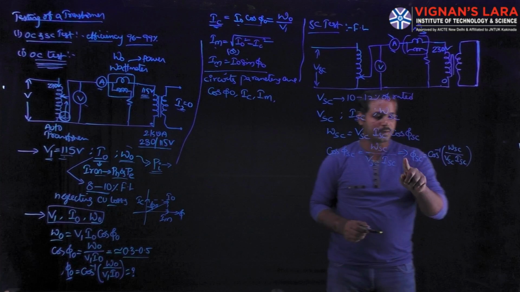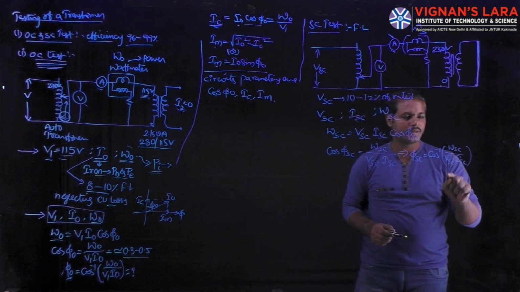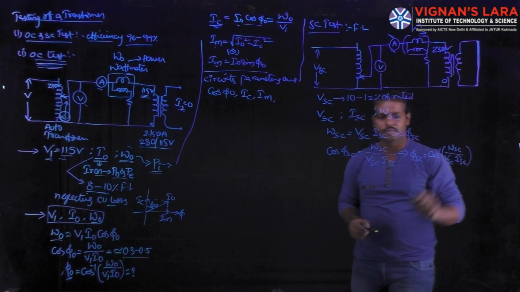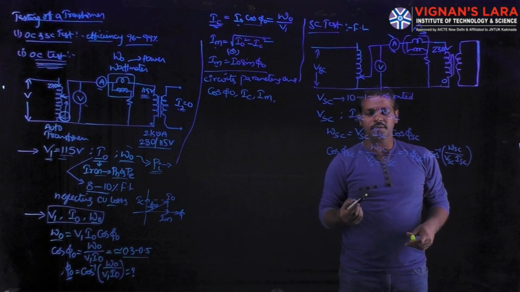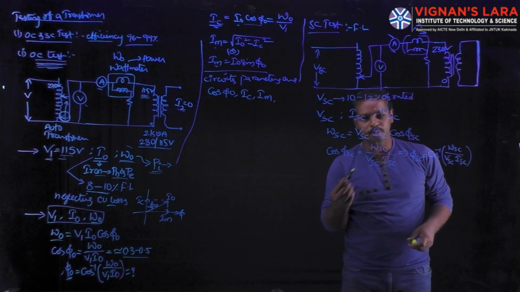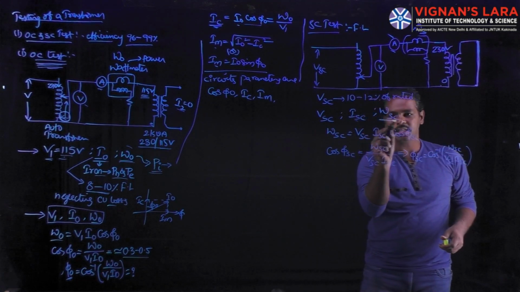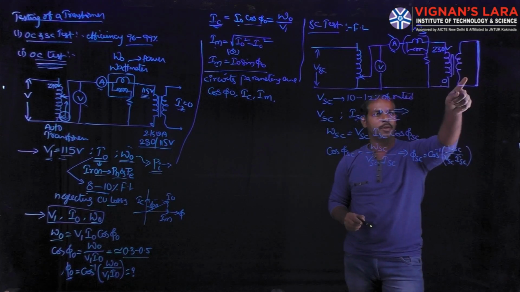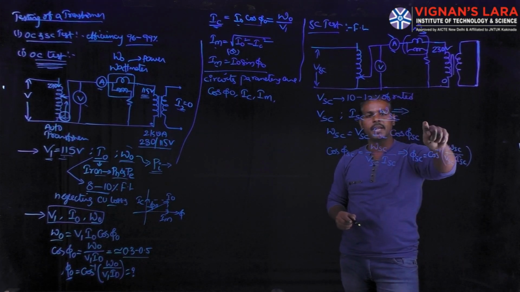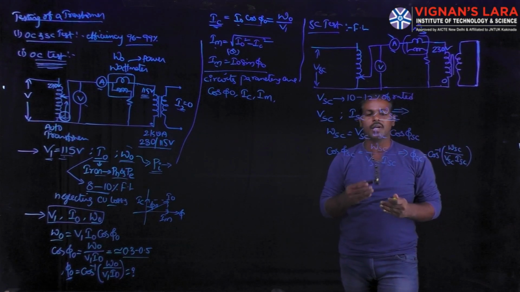So from this, phi SC is equal to cos inverse of WSC by VSC into ISC. So then we are easily calculating the RSC. What are the indications of WSC? It is always the case that the transformer is operated on full load condition, so that means we are getting the full load copper losses.